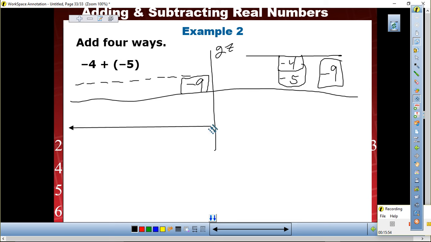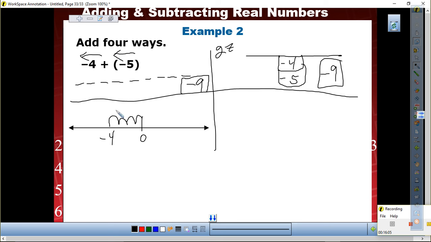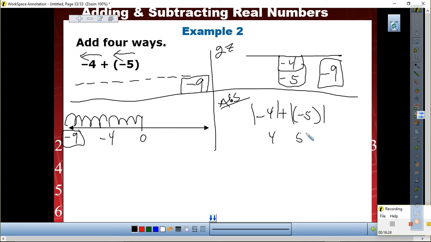Number line, start from 0. We go to the left 4 steps, 1, 2, 3, 4. We land at -4. From there we go again to the left 5 more steps, 1, 2, 3, 4, 5, and we land at -9. And the last one, using the absolute value, we got -4 plus -5. Absolute value of -4 is 4. Absolute value of -5 is 5. Are they the same sign? Same symbol? Yes. So we add these. This is 9. And what is the original symbol for both? Negative, and we're done.